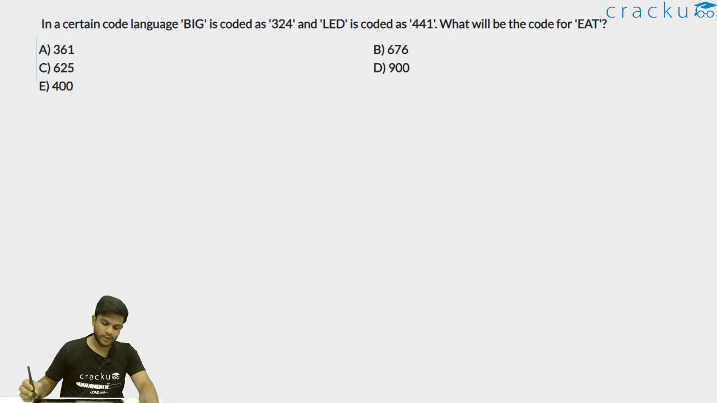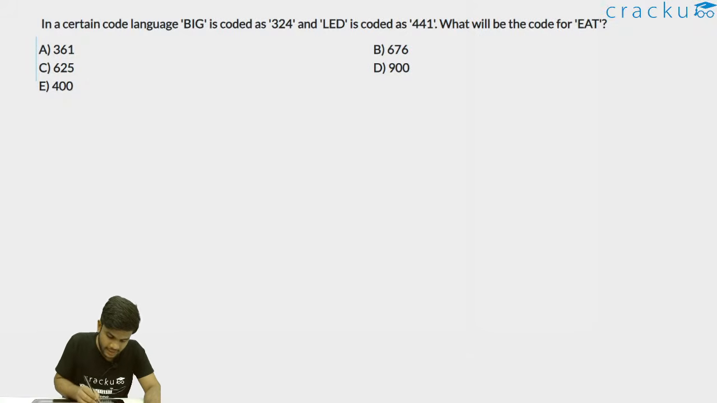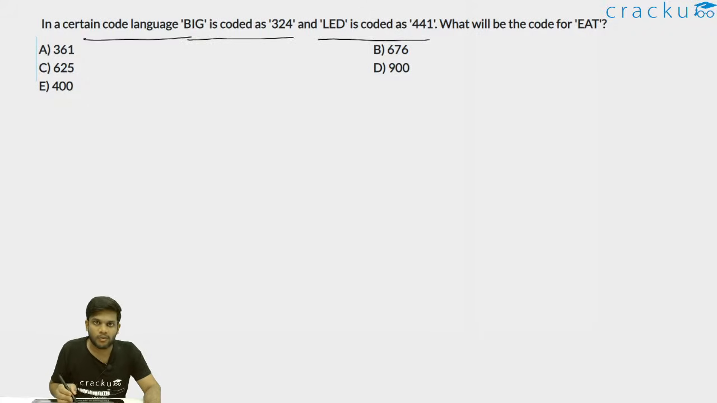Okay, now let's look at this question. It is said that in a certain code language, BIG is coded as 324 and LED is coded as 441. We have to find a code for EAT.